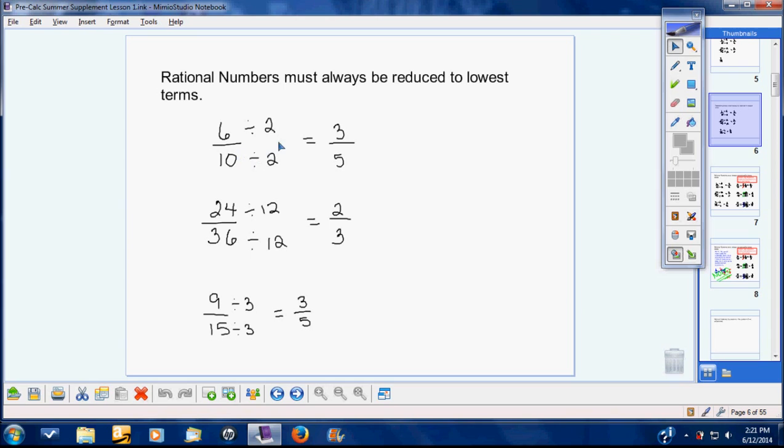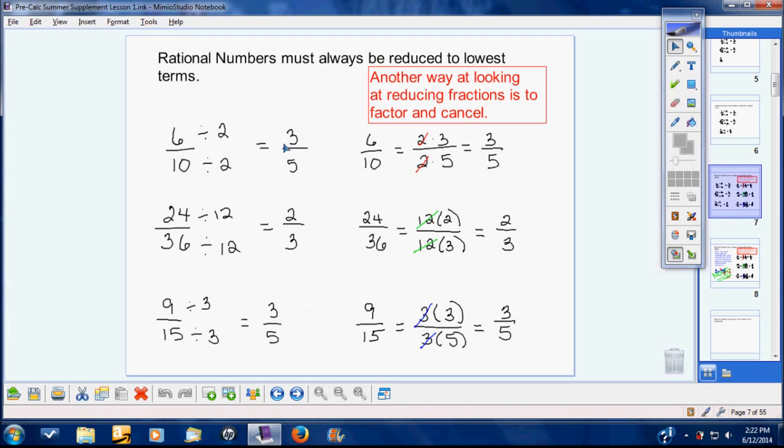So you have to get this idea that what's happening is, all we're doing is dividing by 1, because we're dividing the numerator and denominator by the same thing. Here we're dividing by the same thing. Here by the same thing. So we haven't changed the value of these fractions at all. All we've done is written them in simpler form. Another way that sometimes we think about reducing fractions is to factor and cancel.